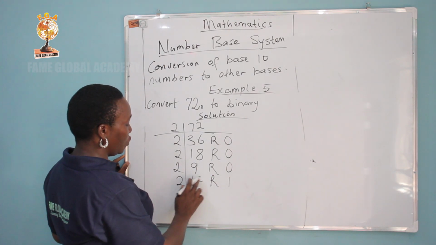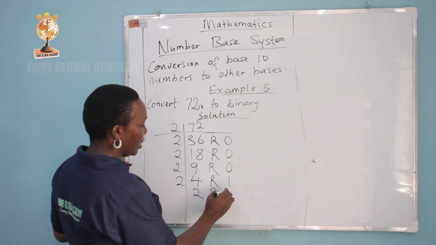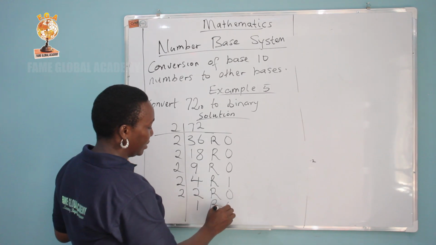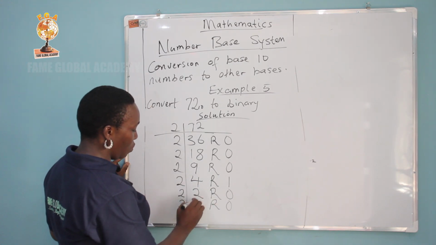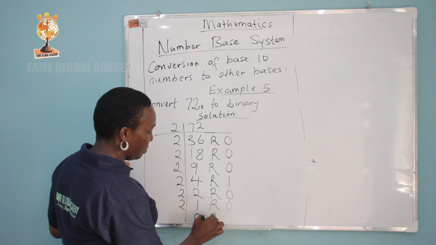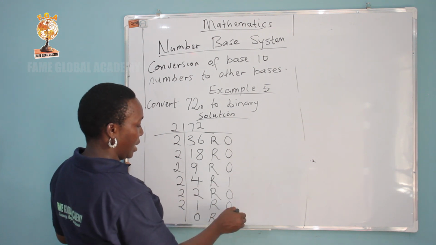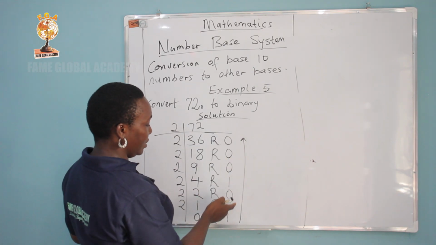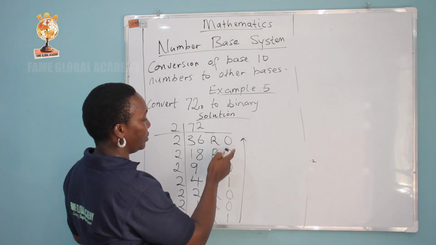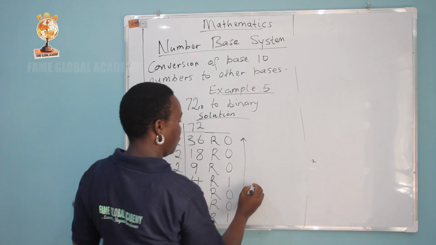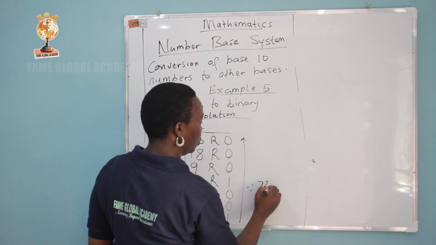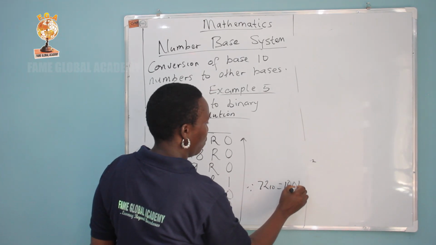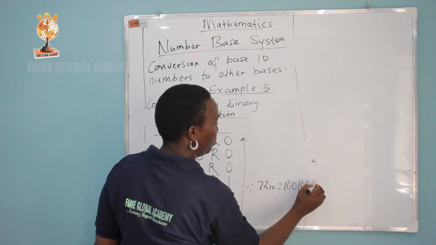Let's go again. 2 into 4, we have 2, remainder 0. 2 into 2, we have 1, remainder 0. And the last one, 2 into 1, we have 0, remainder 1. So our answer, you read it up. So this is 1 0 0 1 0 0 0. So you say therefore 72 base 10 is equal to 1 0 0 1 0 0 0 base 2.